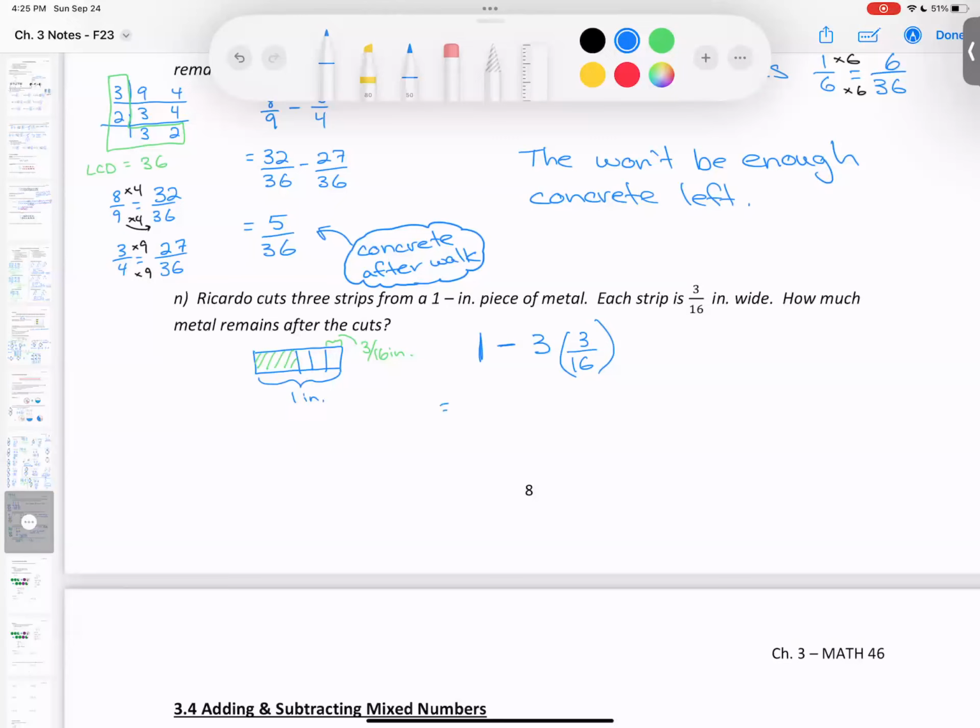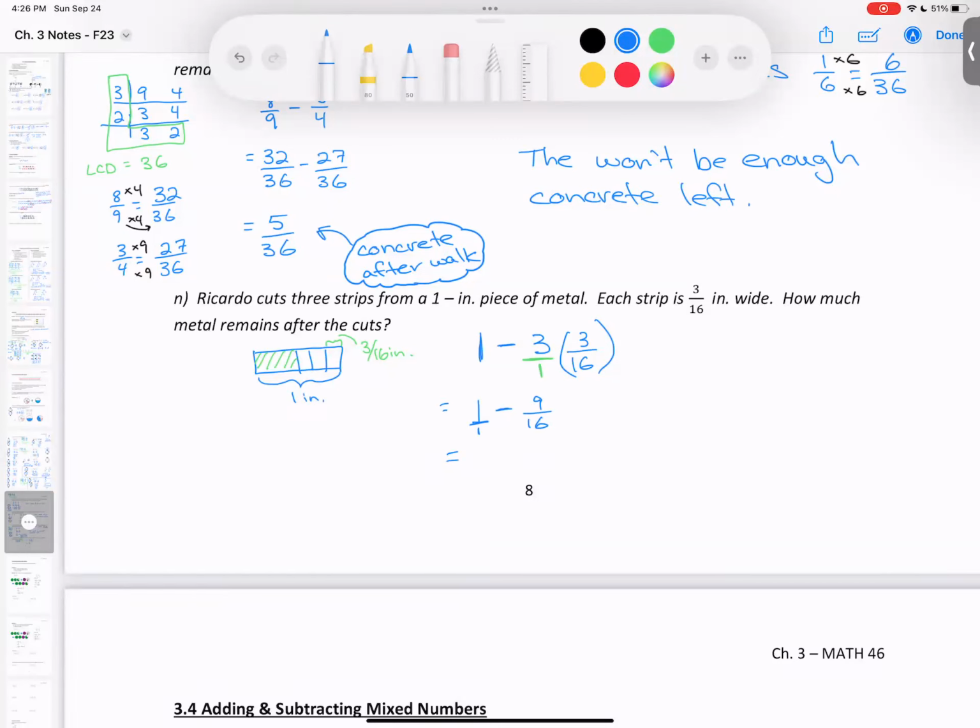Okay, so let's start by getting rid of that multiplication. Remember that 3, it's a whole number, so it's really over 1. So we've got 1 minus, and then we do top times top over bottom times bottom to get 9/16. All right, well, now we need a common denominator here. This 1 really has a denominator of 1. So our common denominator here would be 16.